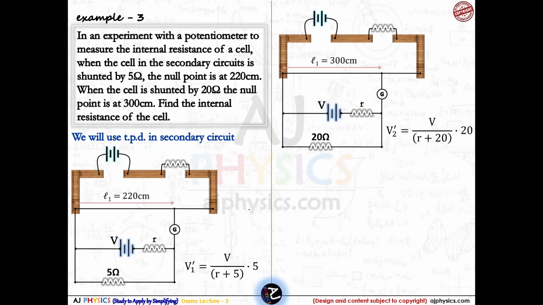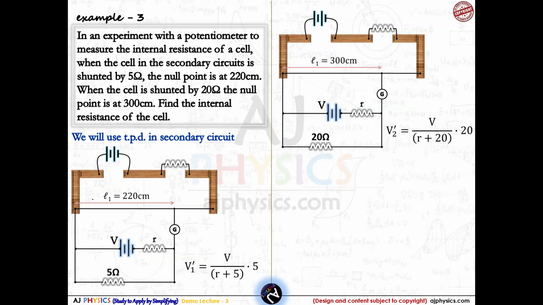And now let me begin. So in the first case, what is the TPD across the lower part? Like what is the resistance, what is the TPD across this 5? That will be V divided by R plus 5 multiplied by 5. The same basic which I told you in the previous arrangement, in the arrangement 3. And when it is shunted with the 20 ohms, obviously the voltage will change, the TPD will change, and that will be 20 multiplied by the current. Fine. And when you change TPD, obviously there is change in the balance point. The balance point actually changes.